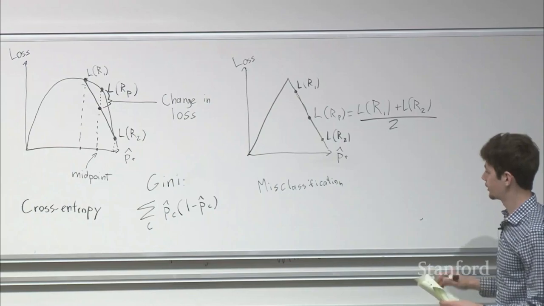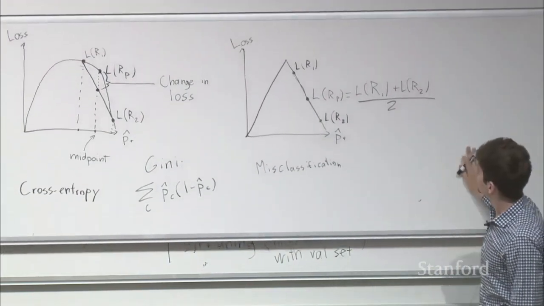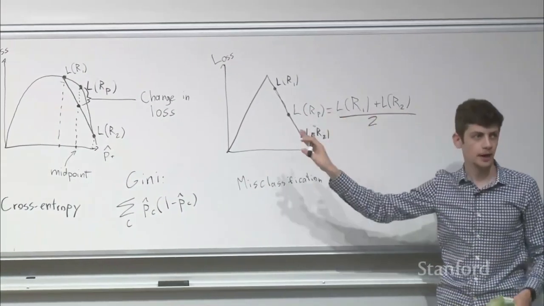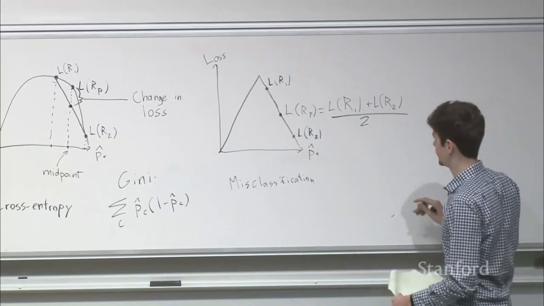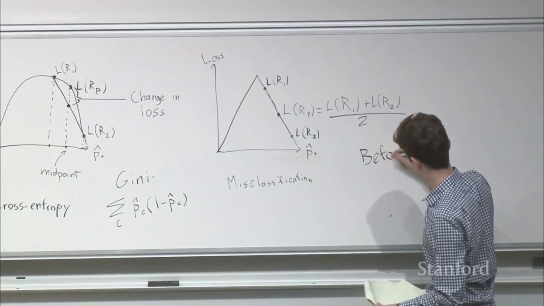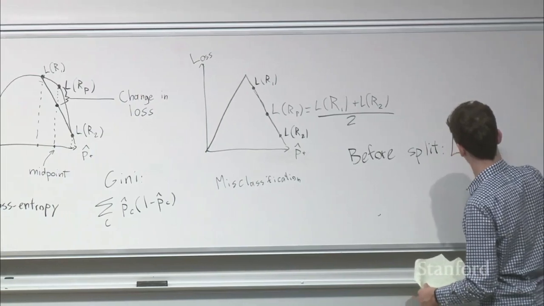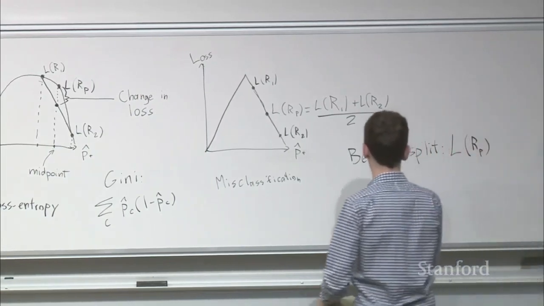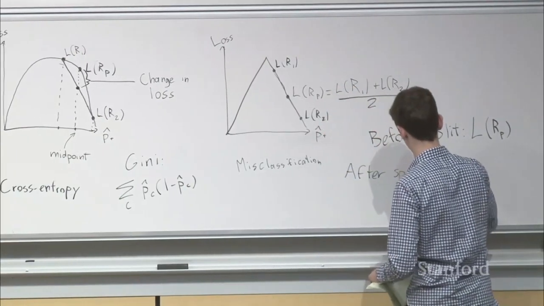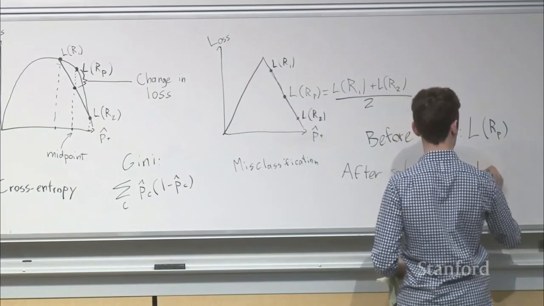To be clear, the question is, can you explain a little more clearly what this minimum decrease in loss means? So you have your loss of R1 and R2 versus your loss of R parent, right? Before the split, you have loss of R parent. And then after the split, you have loss of R1 plus loss of R2.